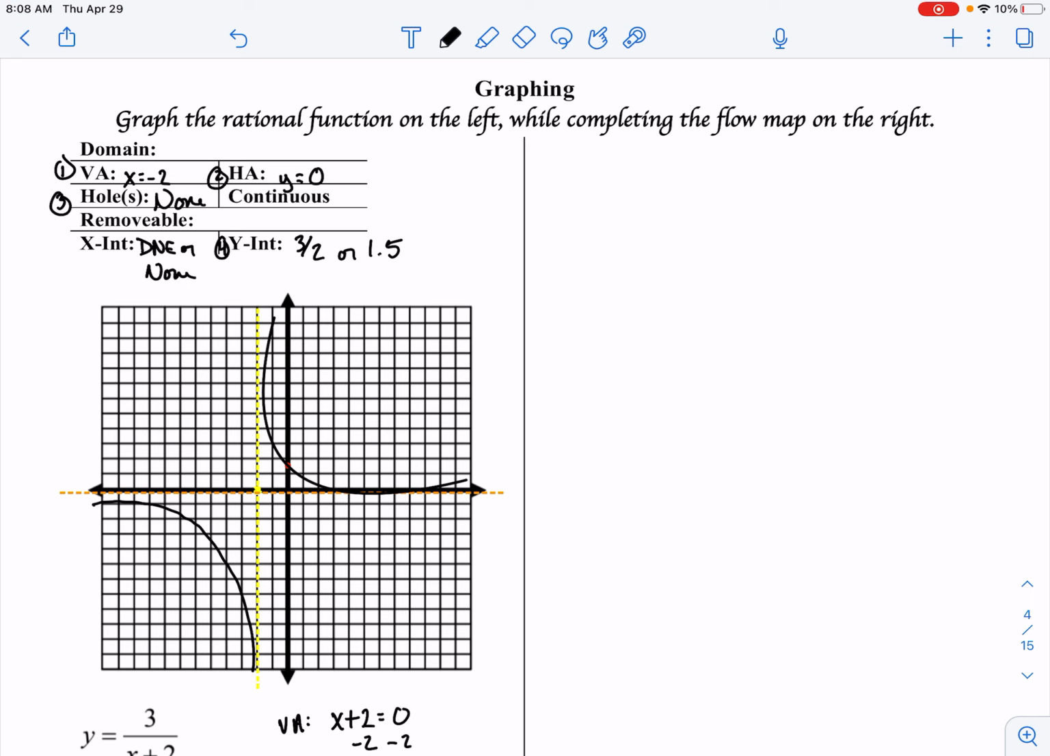Continuous? Rational functions are not continuous, but this one, because I don't have any holes, has no removable points.